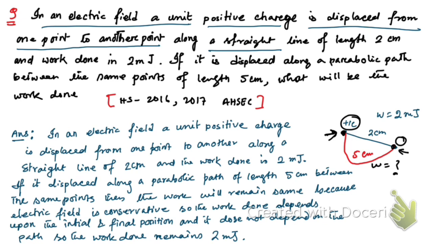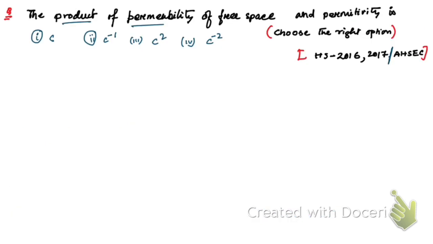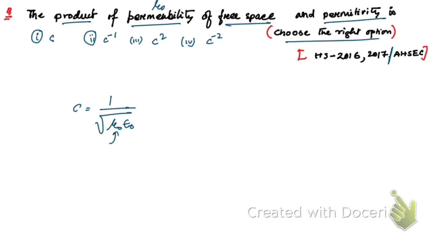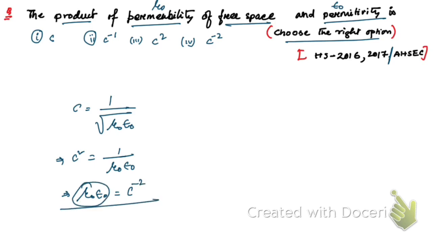Now let's take another question. The product of permeability of free space and permittivity: choose the correct option. To choose the correct option, you must know this: c is equal to 1 by root over the product of permeability and permittivity of free space. Here mu naught is the permeability of free space, and epsilon naught is the permittivity of free space. Squaring both sides, we get 1 by mu naught epsilon naught, which implies mu naught epsilon naught is equal to c to the power minus 2. So this is the product of permeability and permittivity of free space. The correct option is the fourth option, right?